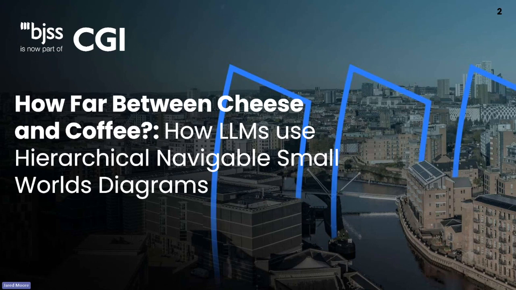So how far between cheese and coffee? Today we're going to be looking at what a hierarchical navigable small world diagram is and how LLMs use them to predict what word is next in a sequence.